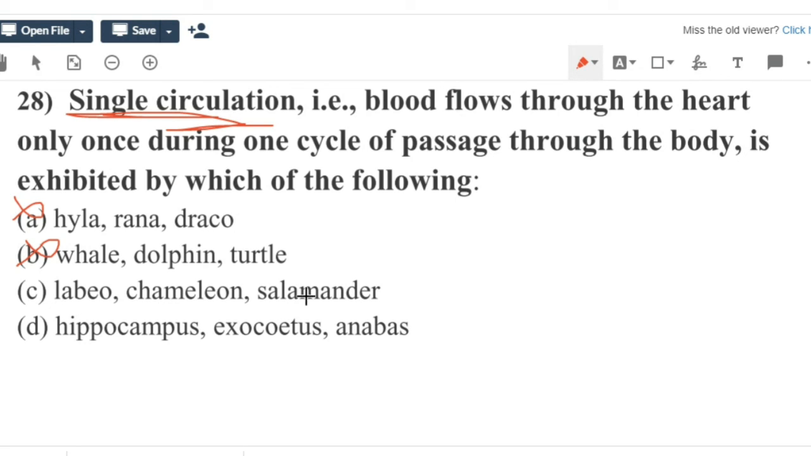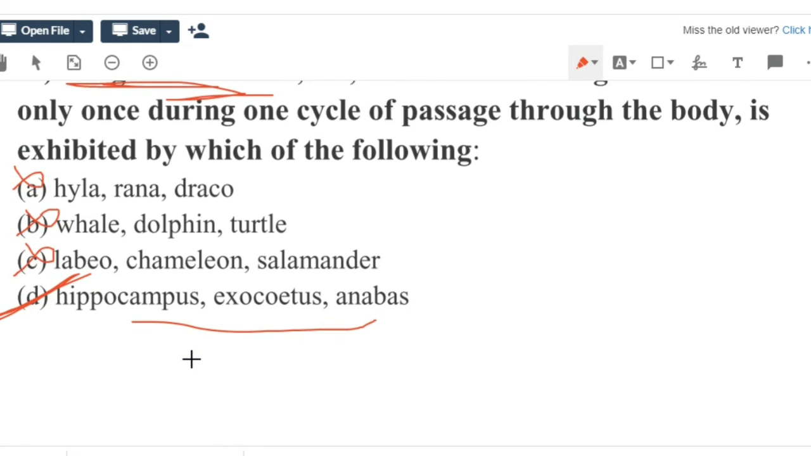Labio, chameleon and salamander. Salamander is an amphibian, chameleon is a reptile, and labio is a fish, belonging to the class Pisces. So this is also not an option because all three belong to three different classes. Hippocampus, Exocetus and Anabas all belong to the class fishes, the Pisces. So the answer is Hippocampus, Exocetus and Anabas.